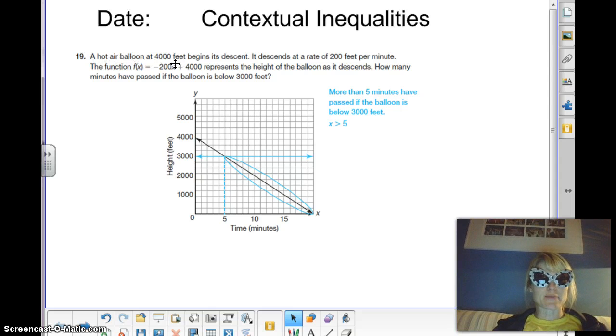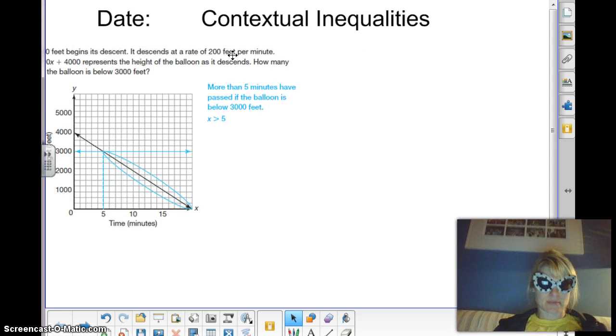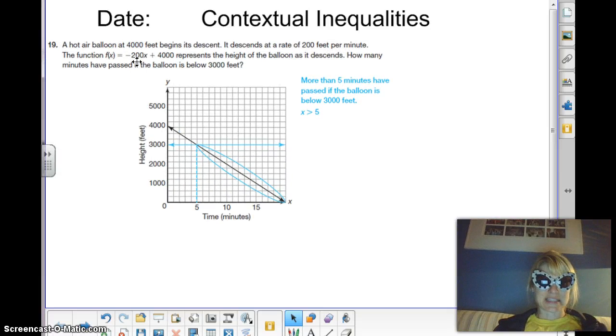A hot air balloon is at 4,000 feet, begins its descent. So that tells us negative, right? It descends at a rate, which means slope, of 200 feet per minute. The function is f of x equals negative 200, because it's descending, plus 4,000, that's where it started. So it says, how many minutes have passed if the balloon is below 3,000 feet, okay? So it's not asking you for at 3,000 feet, it's below 3,000 feet.